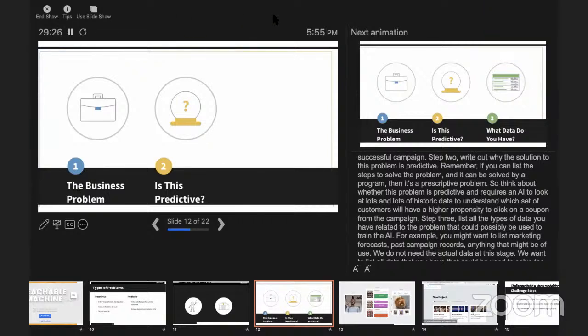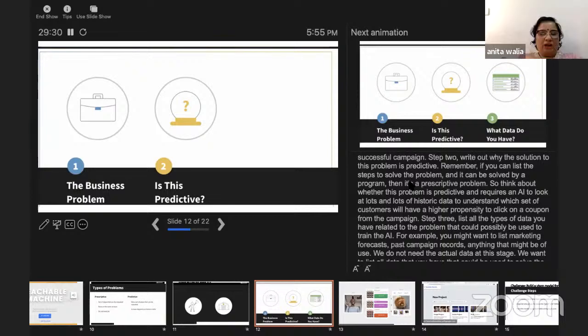Predictive. So they are trying to predict actually. But I am asking whether this is a prescriptive problem or a predictive problem. Yes, because they already have a solution. The problem is predictive, but the solution is prescriptive, right?